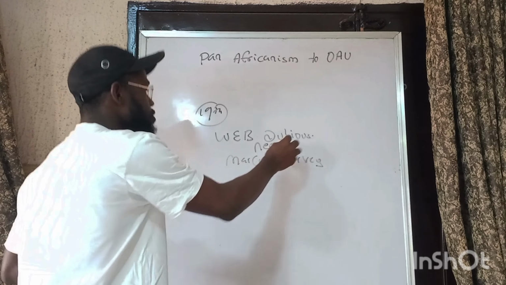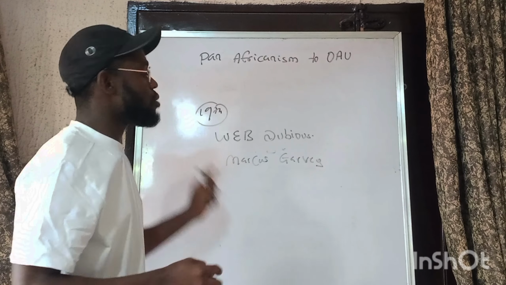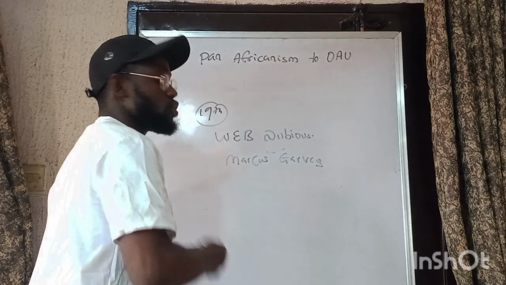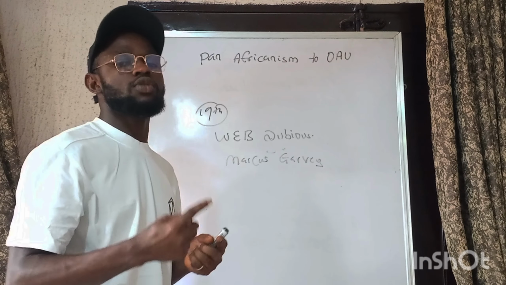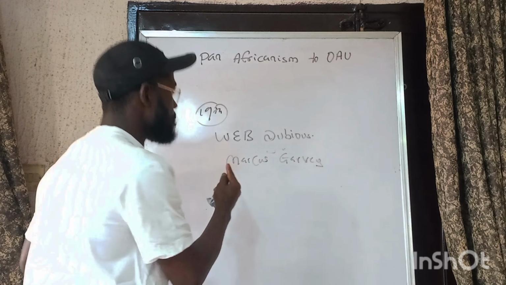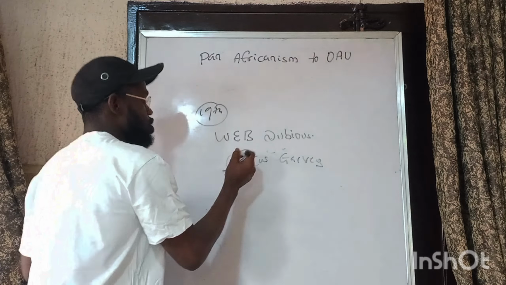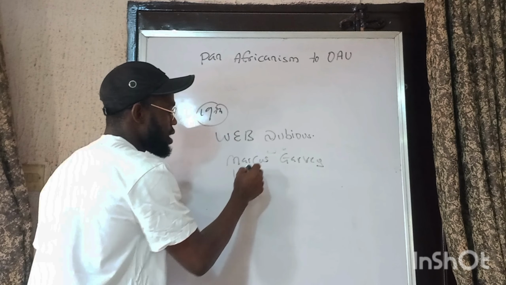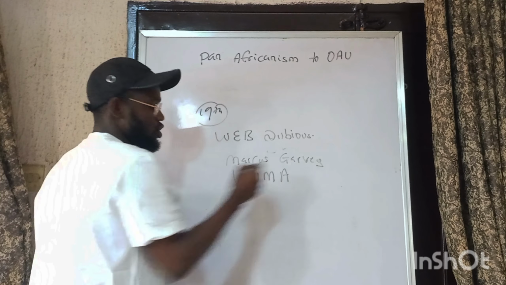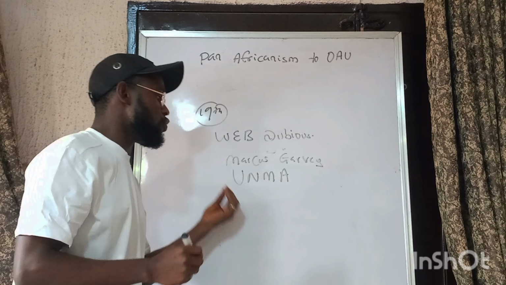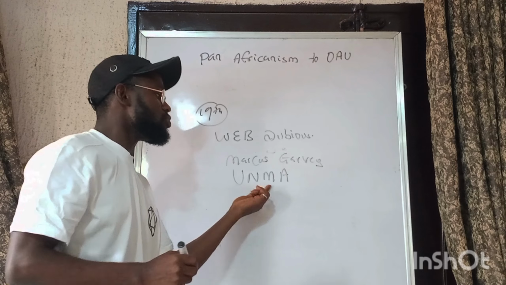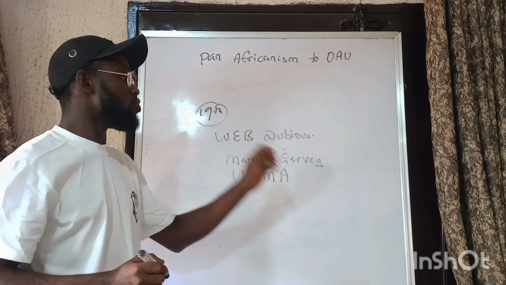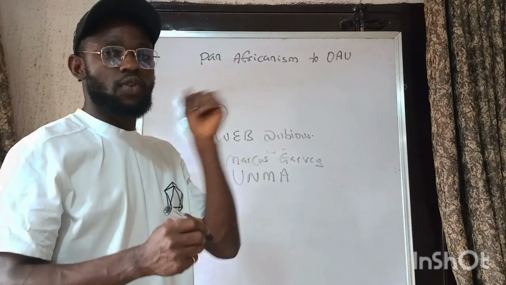But Marcus Garvey was assisting W.E.B. Du Bois. So Marcus Garvey also created an important thing which you need to remember for your exam sake. Marcus Garvey did not initiate the Universal Negro Movement, but he initiated the Universal Negro Improvement Association. So when they ask you who formed the Universal Negro Improvement Association, it's Marcus Garvey, but the Universal Negro Movement is Du Bois. You need to know this for your exam.